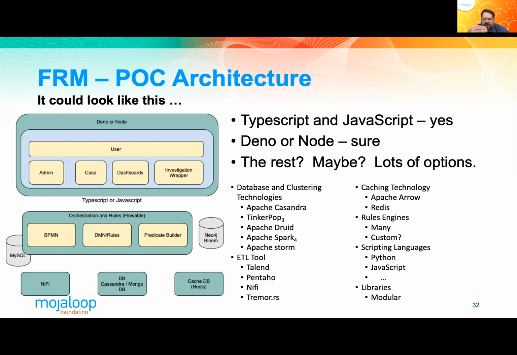So if we start to go through this list, we already know that everybody wants to do TypeScript and JavaScript, so clearly a yes. Deno or Node, sure, either one. We're thinking we want to focus on Deno. And the rest, well, there are a lot of different options. We put some on here, frankly the main ones that we want to look at right now. And we know the community will have an opinion on something like this, because let's face it, we're all technologists. We've got opinions on things like this, and we're going to have to wade through this.